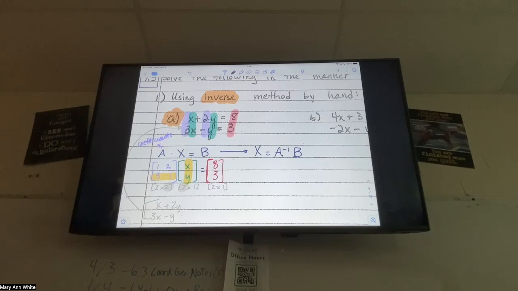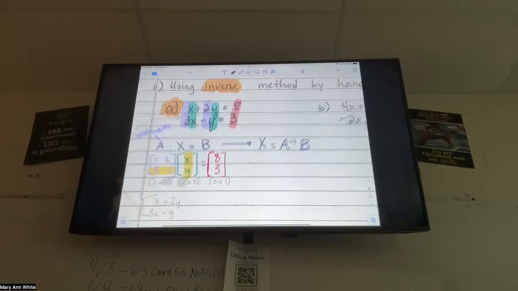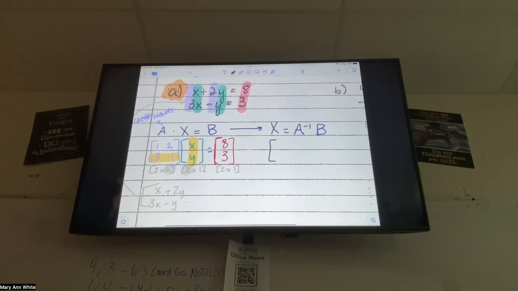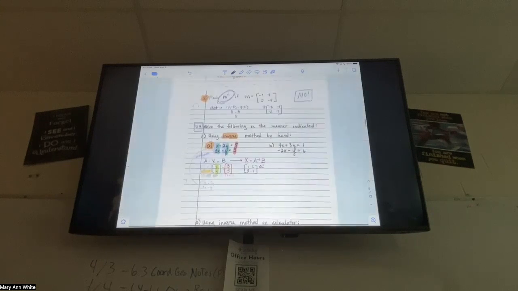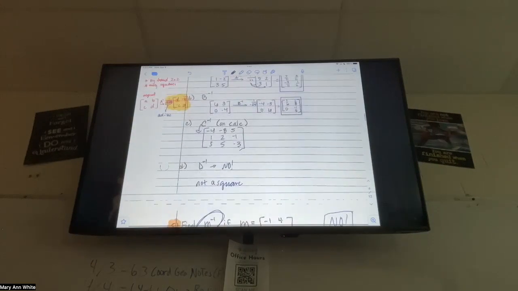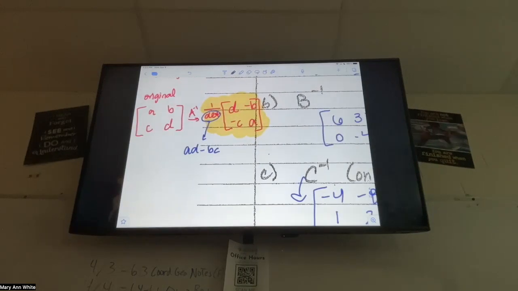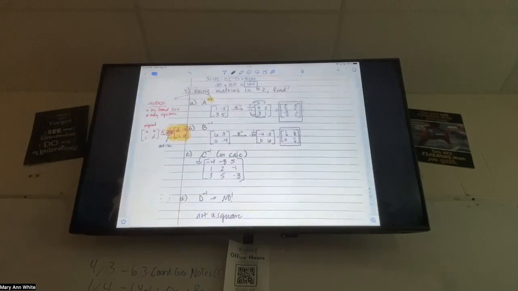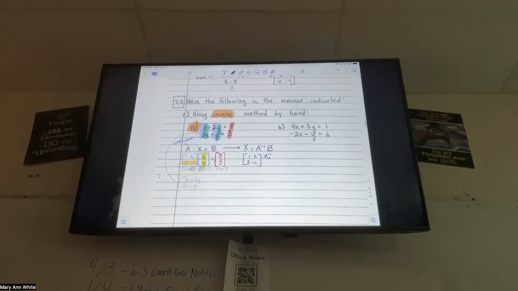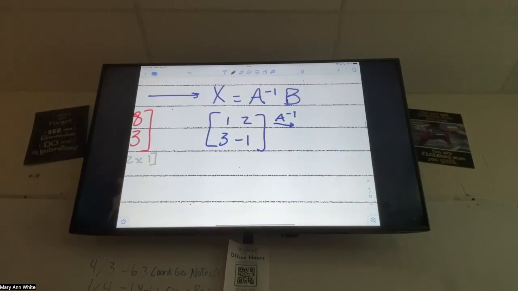All right, so that means I need to find the inverse of matrix A, and then I'm gonna multiply what I get there times B. So let's take our A matrix. I've got this 1, 2, 3, -1, and we're gonna go do the inverse of it. Okay? In order to do that, remember that we need to do the determinant first. So we're gonna do A times D minus B times C. So I'm gonna do the determinant.